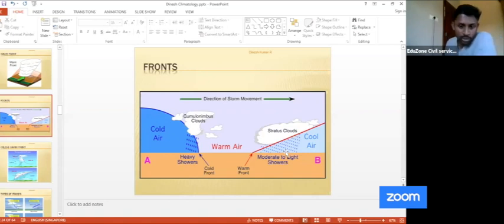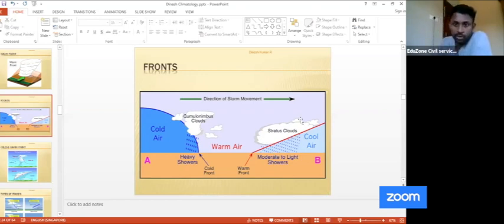Then shall I move into the warm front? So what all should you remember? Shape, right? Symbol, remember the symbol I have drawn. Then type of cloud, type of rainfall, fog in this area. This much you have to remember with respect to the warm front.